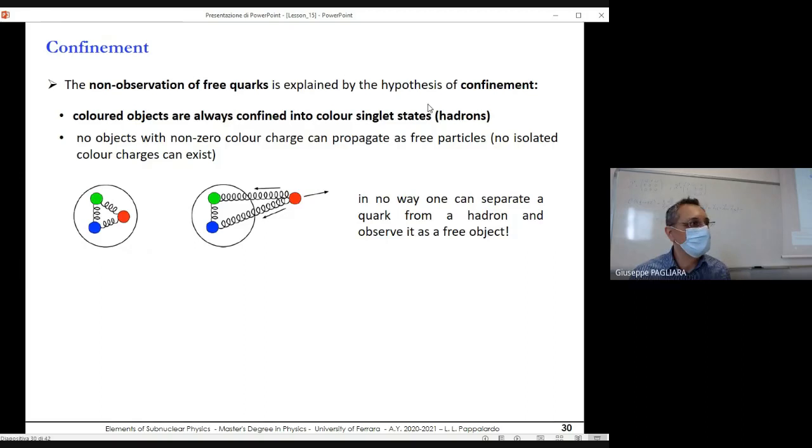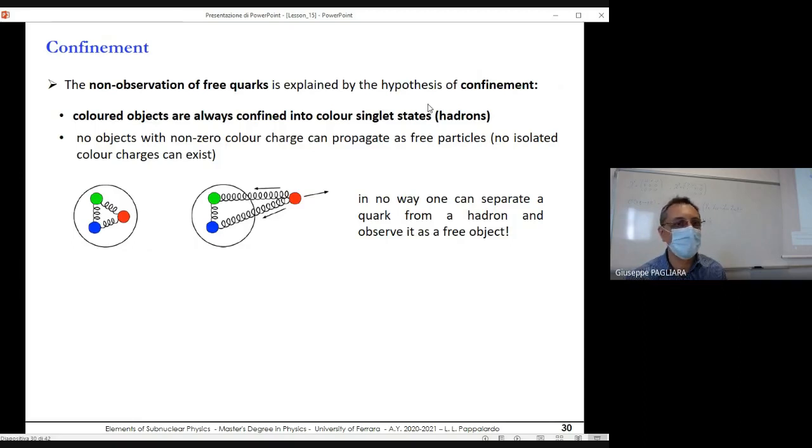Now, how can we understand why free quarks are not observed in nature? There's no way to observe them. The non-observation of free quarks is explained by the hypothesis of confinement. This hypothesis tells us that colored objects, objects that carry non-zero color charge, are always confined into color singlets, so into hadrons. No object with non-zero color charge can propagate as a free particle.